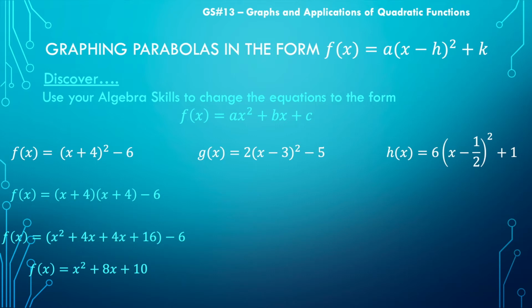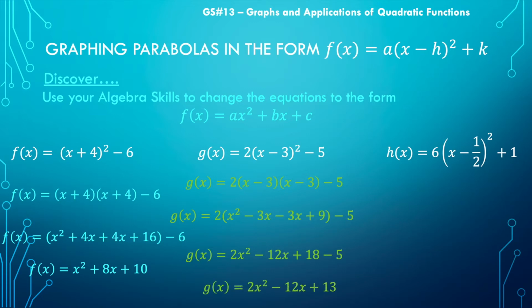Okay, welcome back. So for this second example, we'll go through it quickly. We're going to multiply x minus 3 times x minus 3 and multiply that whole thing through by 2. So I'll have x squared minus 3x minus 3x plus 9, and that whole quantity is multiplied by 2, and then we subtract 5. So if I distribute that 2 through, I end up with 2x squared minus 12x plus 18 minus 5, or 2x squared minus 12x plus 13.